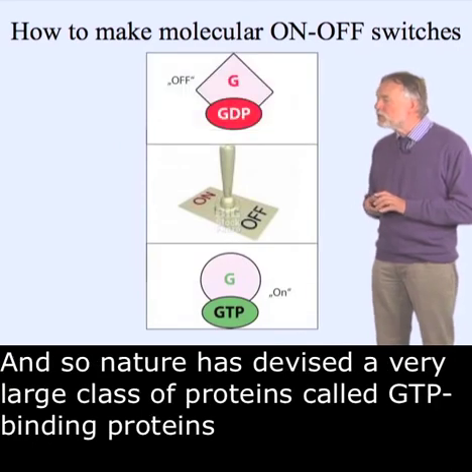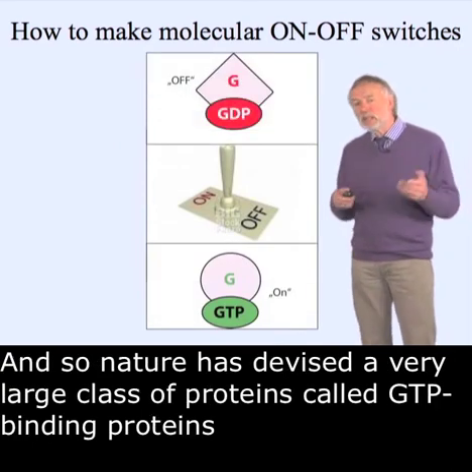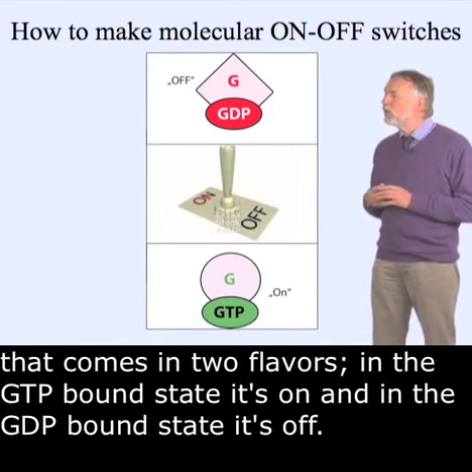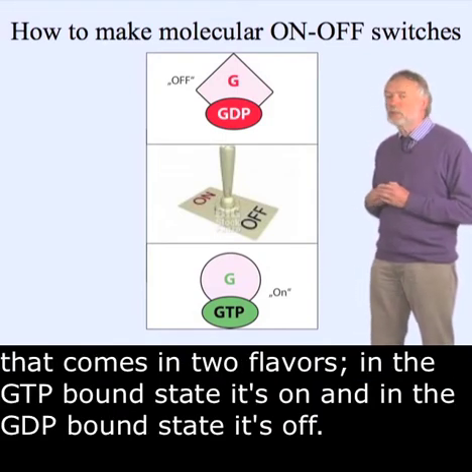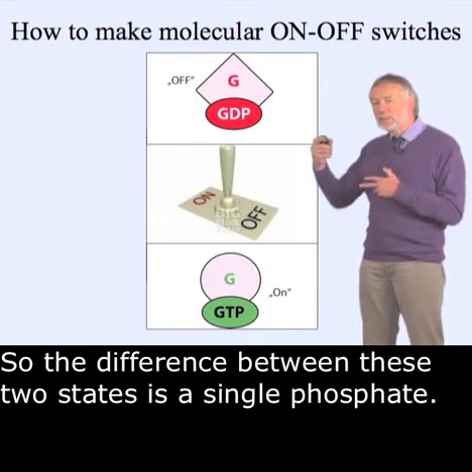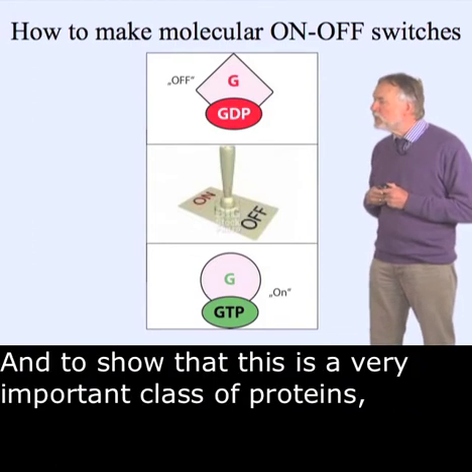Nature has devised a very large class of proteins called GTP binding proteins that comes in two flavors. In the GTP bound state, it's on, and in the GDP bound state, it's off. So the difference between these two states is a single phosphate.